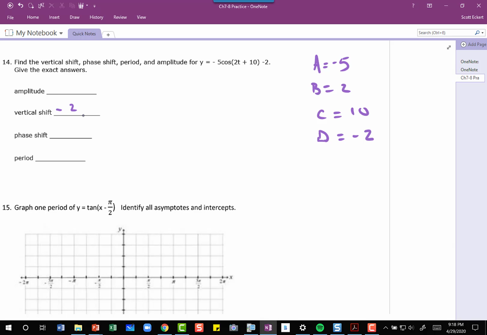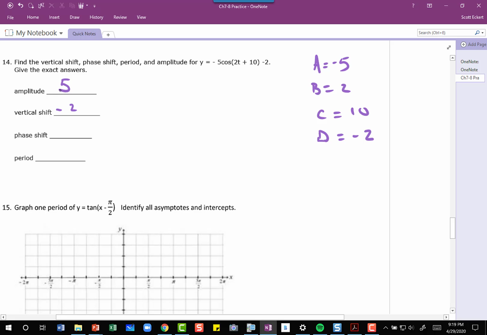The amplitude, true or false? Amplitude equals -5. True or false? I hope you're thinking false. Amplitude is never negative. Amplitude is always an absolute value number. So we always go the absolute value of that. And that is just the distance, not the up or down part of it. So the amplitude is 5 units up.